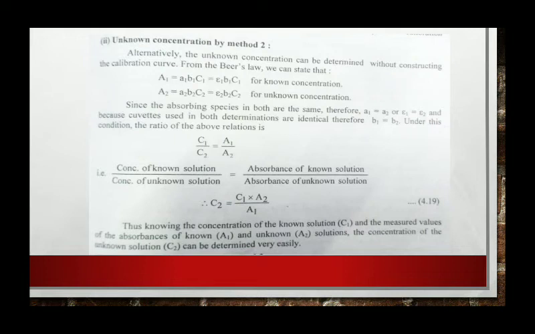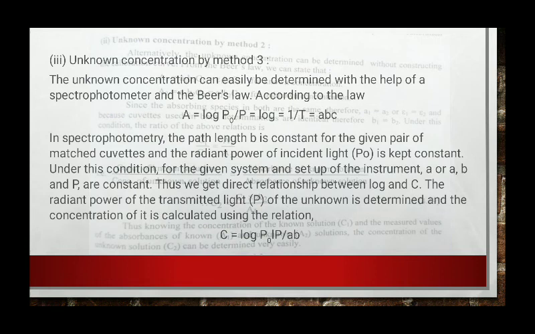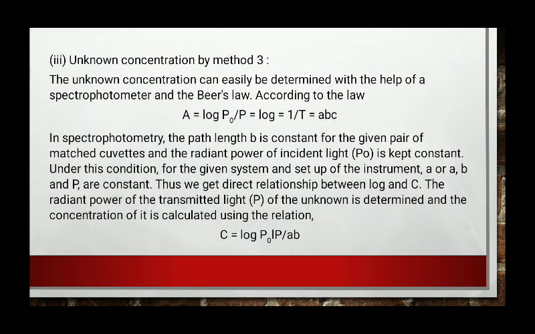The ratio of the above relation is that C1 upon C2 is equal to A1 upon A2. Slightly rearranging this equation, C2 is equal to C1 into A2 upon A1. With the help of this equation, you can determine the concentration of the unknown sample. Unknown concentration can be determined with the help of another method. That means the unknown concentration can be easily determined with the help of spectrophotometer and Beer's law.